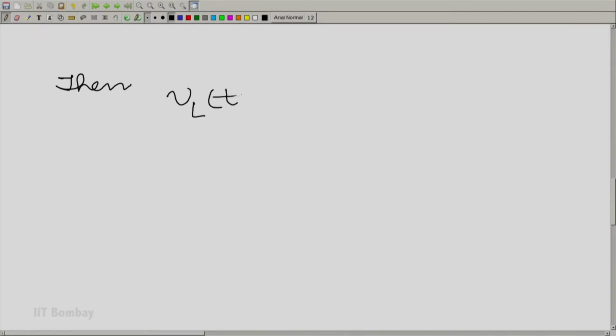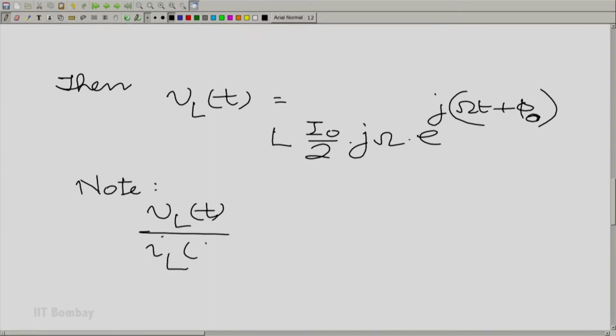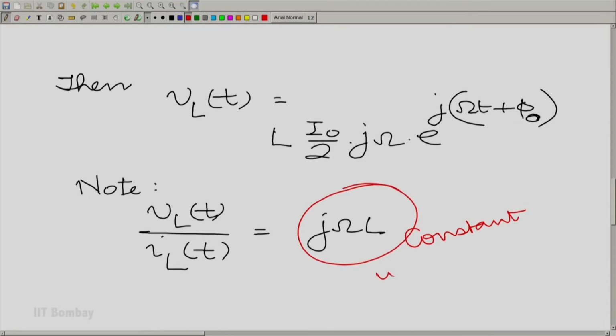So, I0 by 2 e raised to the power j(omega t + phi 0). Now, let us find out v_L(t). Now, we have a very beautiful property. v_L(t) by i_L(t) is equal to simply j omega L. Beautiful. So, the ratio of the voltage to the current here is a constant independent of time.